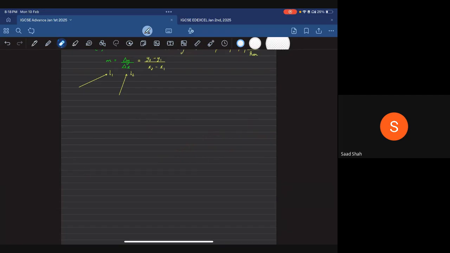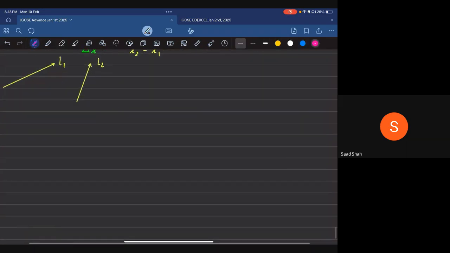We have had over here that the gradient of line 1, m of L1, is going to be less than the gradient of line 2. That is how it's going to be. Clear, guys? So the gradient of line 1 is going to be greater than the gradient of line 2.